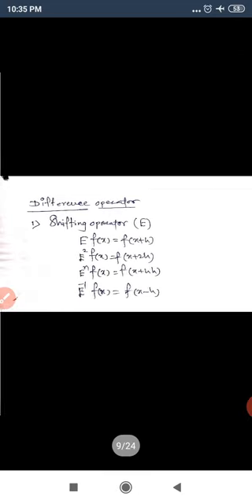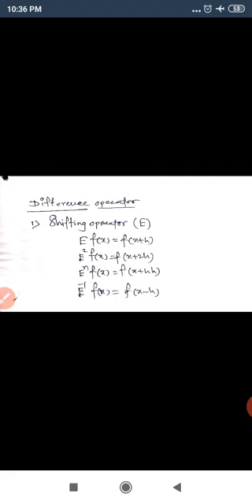Now the next is the difference operator. The third operator is what? The shift operator, which is denoted by capital E. And the shift operator is E of f of x equal to what? f of x plus h.